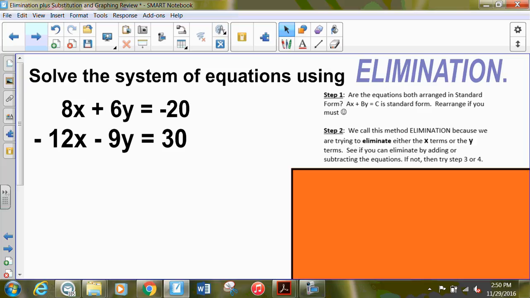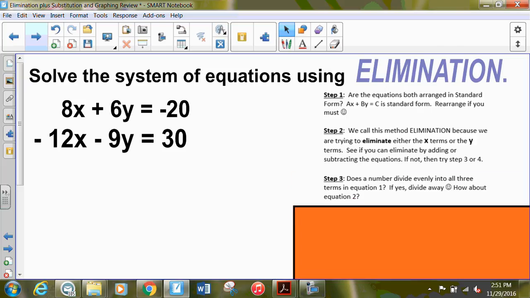And you know what? It's pretty obvious we're not going to, because when we look at the number in front of the x, both x's, 8 and negative 12 are not going to cancel out no matter if you add or subtract them. 6 and negative 9, same thing, not going to cancel out no matter if you add or subtract. So we're going to have to move past step 2.